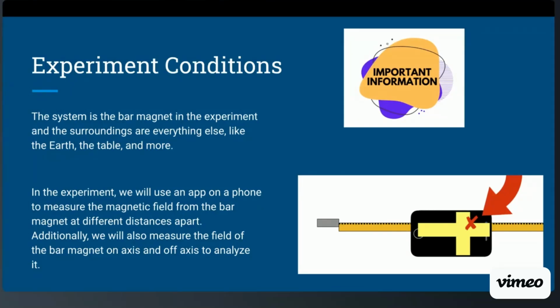Now for the experiment, we'll use an app on our phone to measure the magnetic field from the bar magnet at different distances apart. Additionally, we will measure the field of the bar magnet on axis and off axis. To start collecting data, the most important step was to find the phone's magnetometer, and then find the distance from the bar magnet. After that, we could start collecting data.